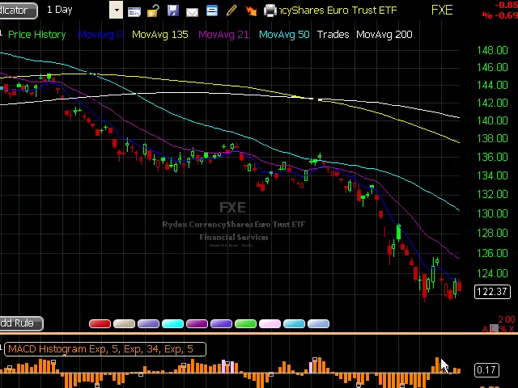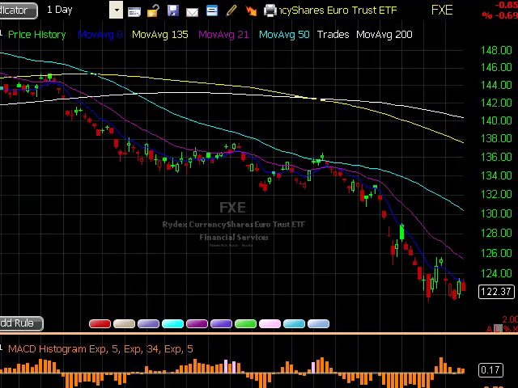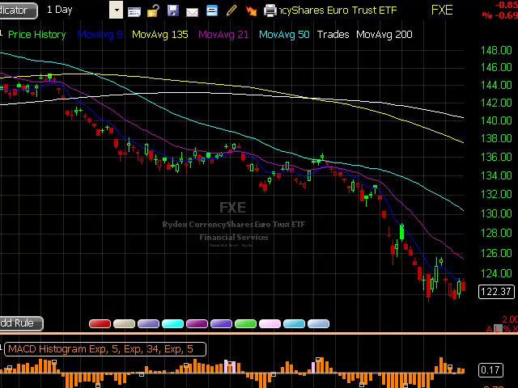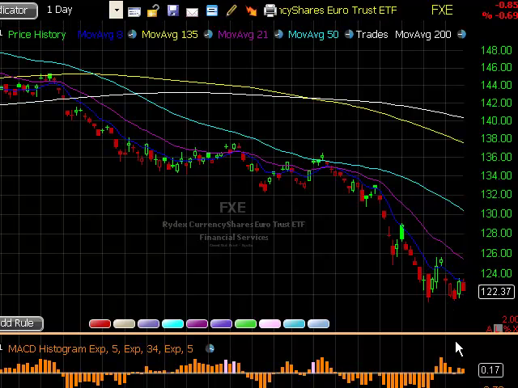And here's our MACD, not showing any real major divergences at this point. It did show somewhat of a divergence right here, and we'll have to see how this plays out over the next few days and see if anything happens over this weekend with the European markets and the currency.